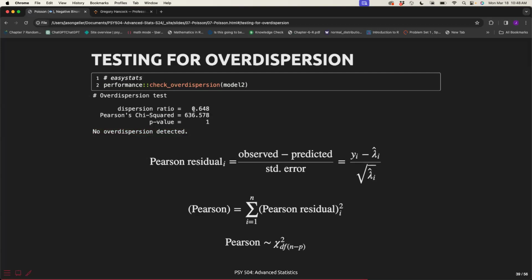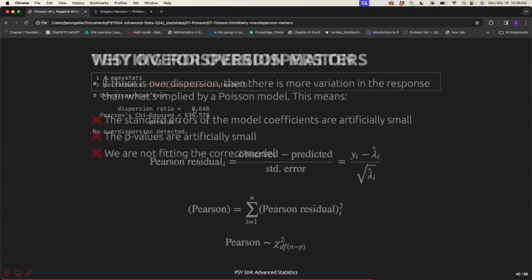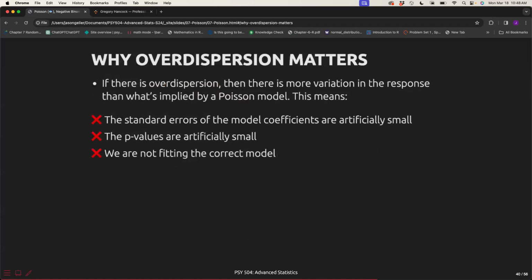But what if we did have over dispersion in our model? What problems can over dispersion cause? As I said before, the Poisson model assumes that the mean and the variance are equal to one another. So if we have over dispersion, it's going to mess with our standard errors. It's going to make them smaller, and it's going to make our p-value smaller. So we're going to have an increased type 1 error rate. We're going to say that things are significant when they're not.